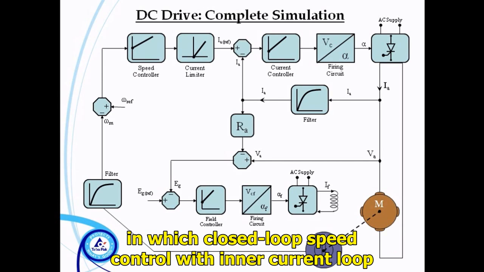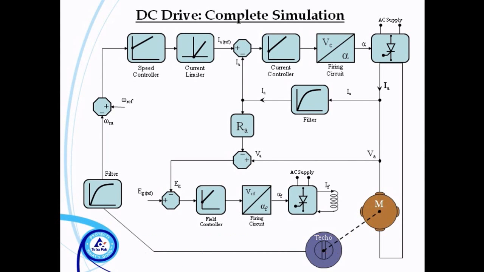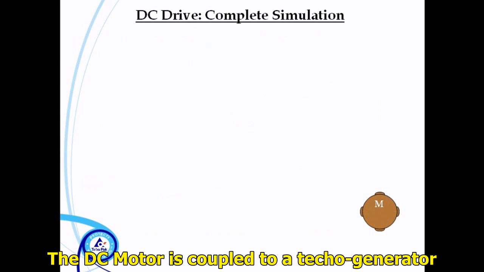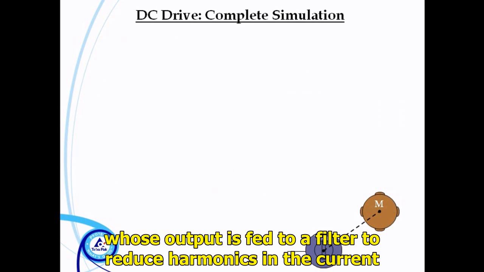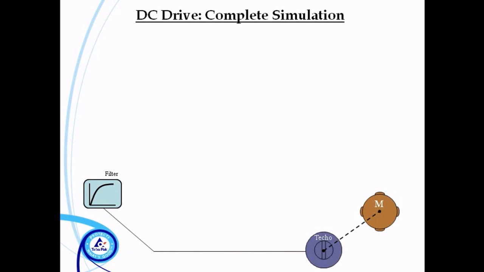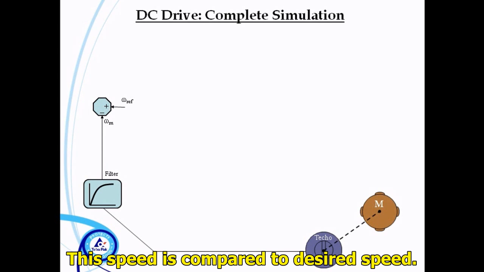This is the basic simulation of a DC drive in which closed-loop speed control with inner current loop and field weakening has been shown. Let us analyze this diagram. The DC motor is coupled to a Tetra generator, whose output is fed to a filter to reduce harmonics in the current, and convert this current to actual equivalent speed. This speed is compared to desired speed.